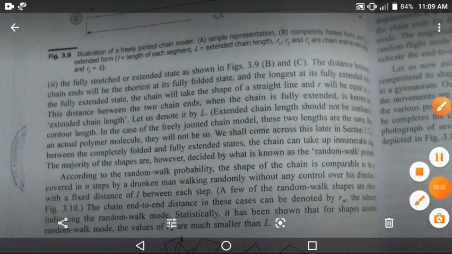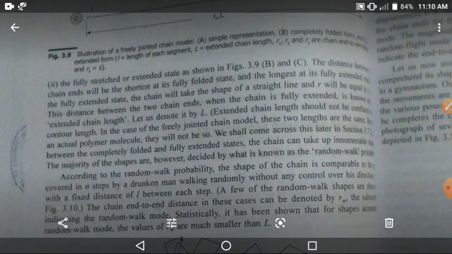Let us denote the extended chain length by L. It should not be confused with the contour length. The two most important definitions are: first, the contour length, and second, the extended chain length. In the case of the freely jointed chain model, these two lengths are the same, unlike actual polymer molecules.